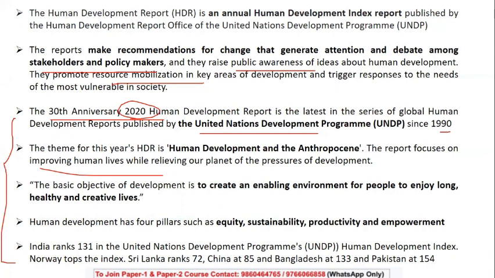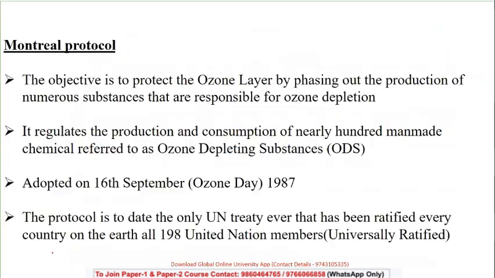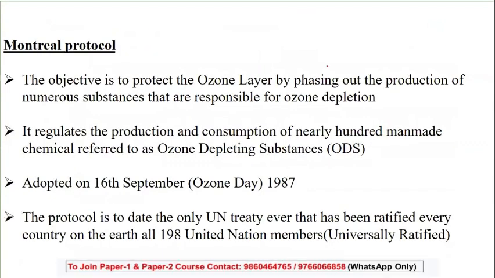India's latest rank is 131 with respect to this development index. Norway tops the index, the country of Norway is number one. Sri Lanka is at 72, China is at 85, Bangladesh is at 133, and Pakistan is at 154. Obviously, you need to know the rank of India and which country tops the rank, that is Norway.